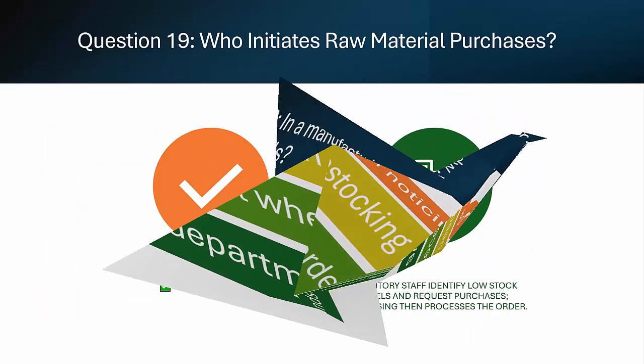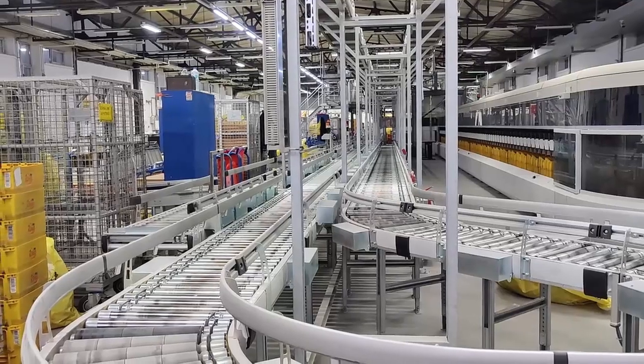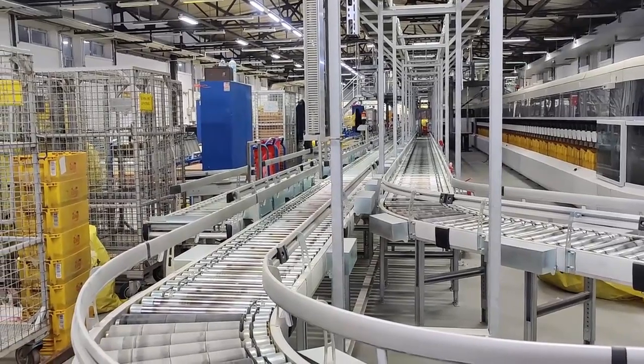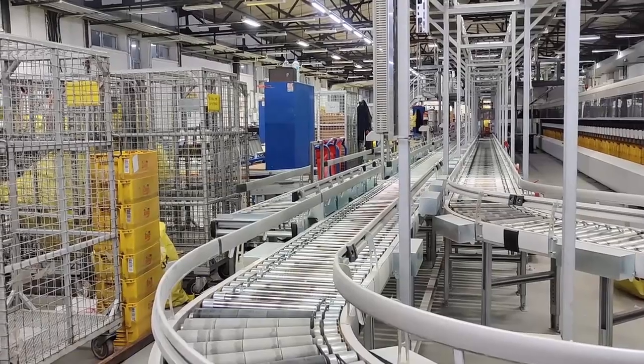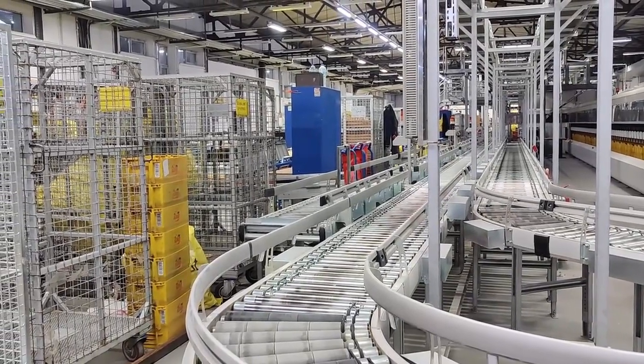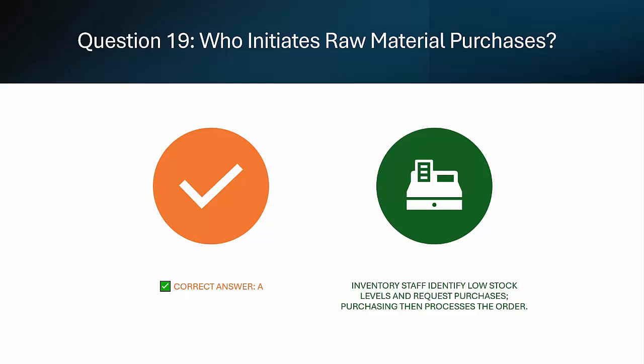Correct answer A. Warehouse or production staff noticing low inventory. Why? The purchasing process begins when someone in the warehouse or production department notices that raw materials are running low. This person, often an inventory/store manager or production staff, then raises a purchase request to the purchasing department. Option A is correct. In most companies, the inventory team tracks stock levels and requests new materials when needed.